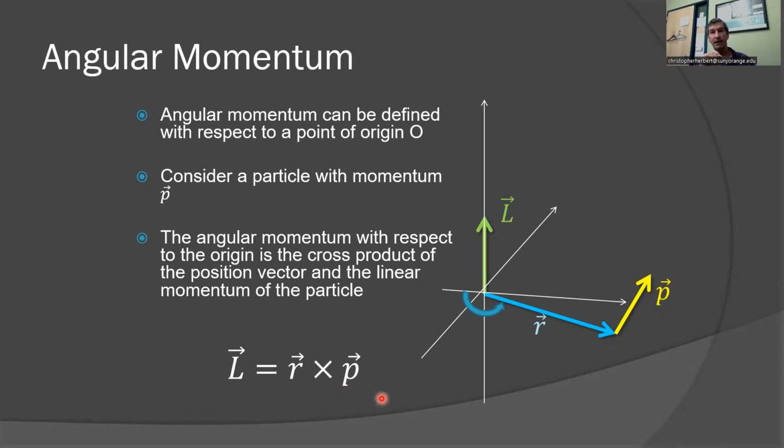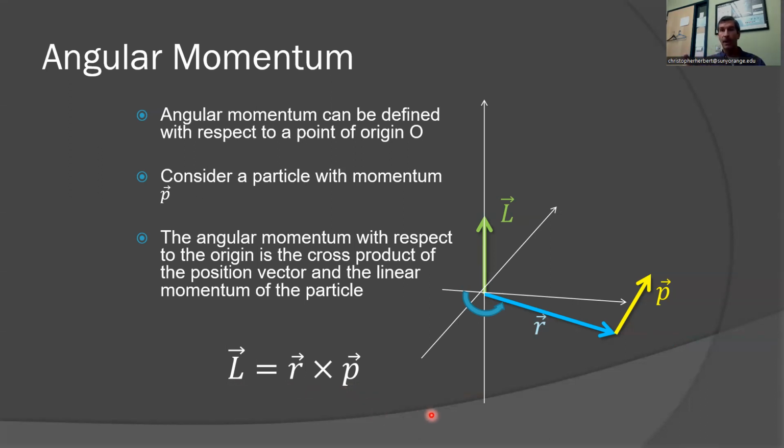Now, this goes back to what we did when we had torque. Remember, torque, which is the rotational analogy for force, was equal to the position vector r cross the force vector F. So we had torque is equal to r cross F. Now we can do the same thing for angular momentum: angular momentum is r cross p.